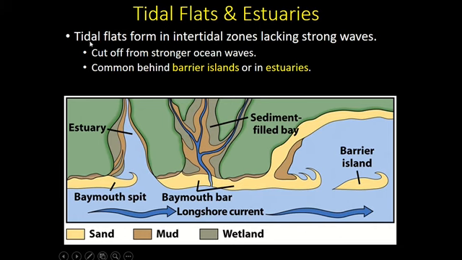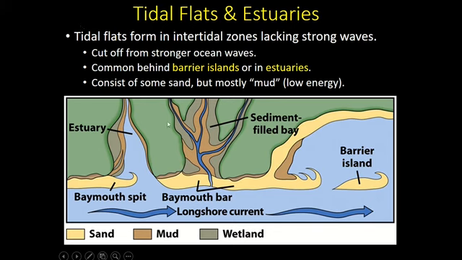And here we just get what are called tidal flats. These tidal flats don't really have a lot of sand. They're mostly comprised of really low energy mud, things like silt and clay. So really we call them mud flats. Again, those occur in areas protected from the waves.